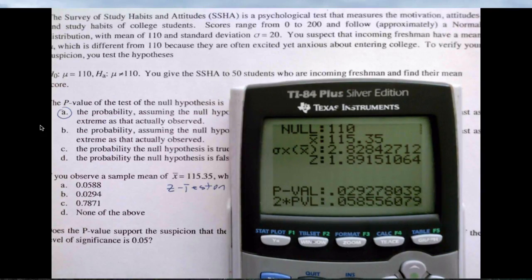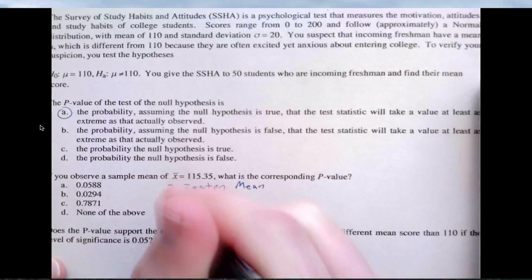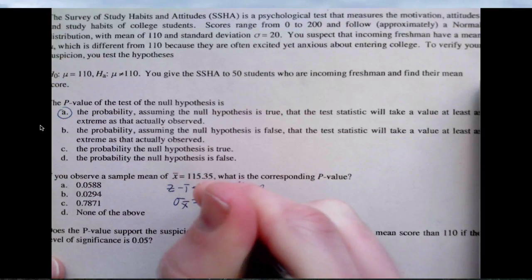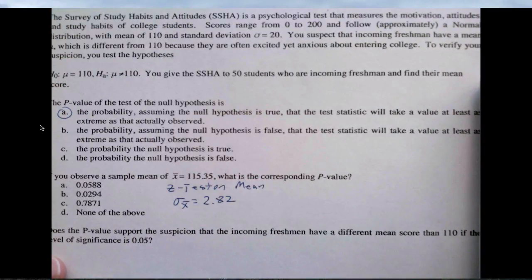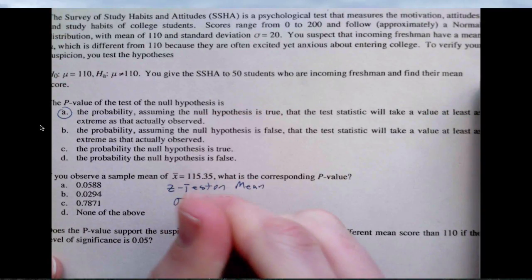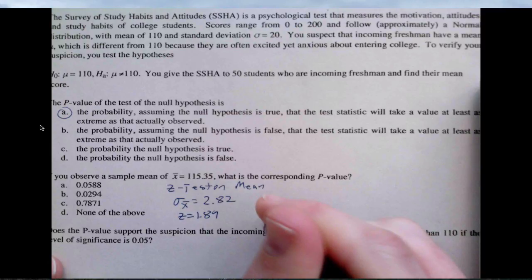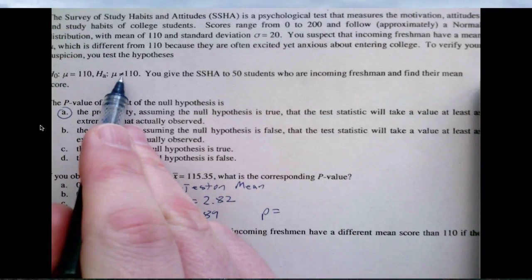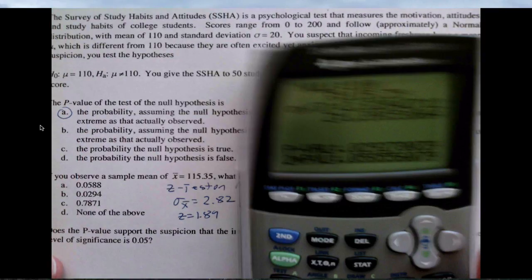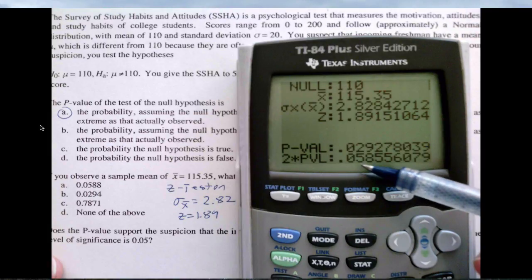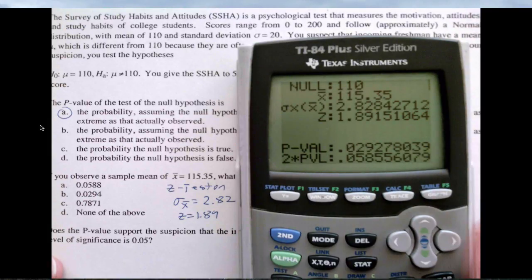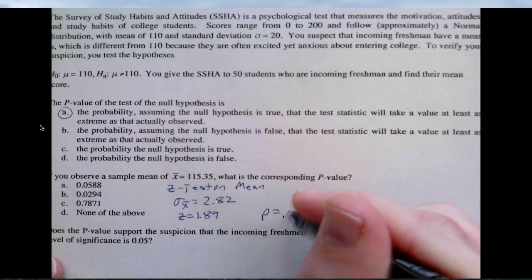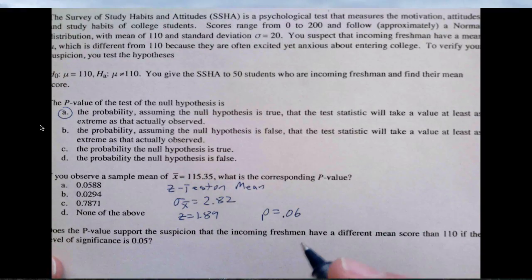Okay, so we need to record the standard deviation of x bar of 2.82. All right, our z value here is 1.89. Now, this is a two-sided test, okay? So therefore, our p-value, we use the doubled value of 0.058, so 0.06. Got it.